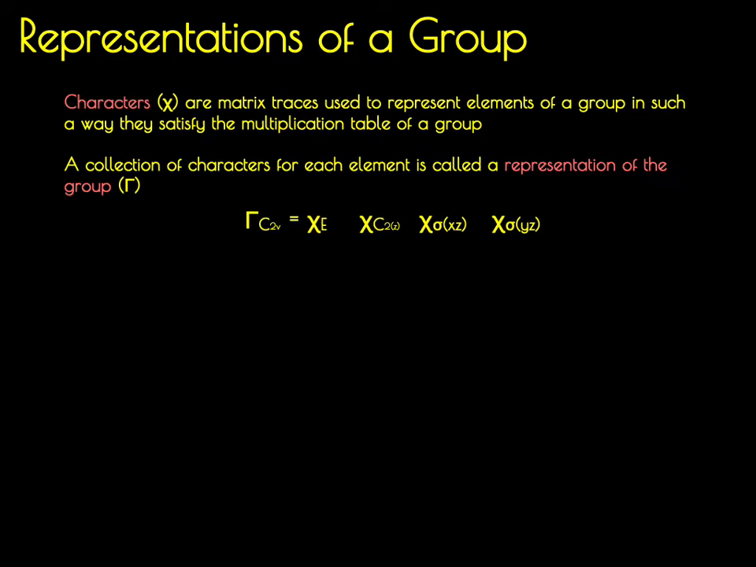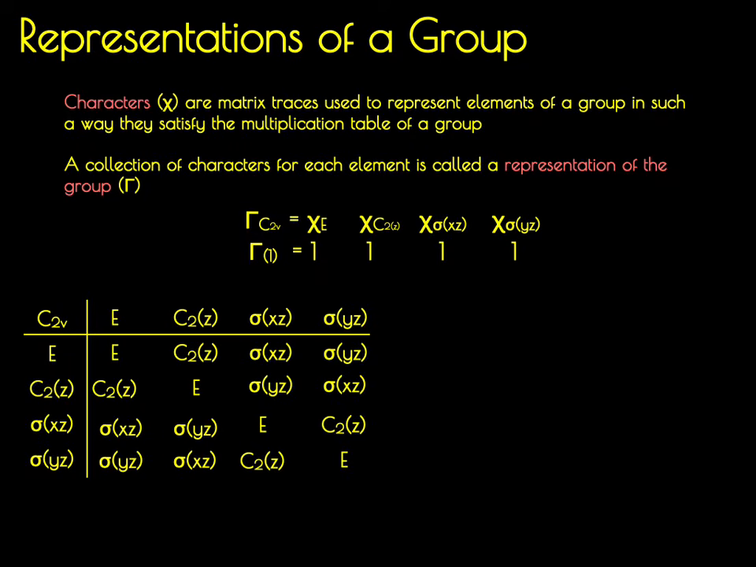So a representation for the C2V point group would contain a character for E, a character for the C2 rotation along Z, a character for the mirror plane corresponding to the XZ plane, and a character for the mirror plane corresponding to the YZ plane. A representation that satisfies the group multiplication table is this one here, where all the characters equal 1. We can take a look at the group multiplication table, which just relates the product of any 2 elements to give that third element. If we substitute the characters into this multiplication table, we have something like this.